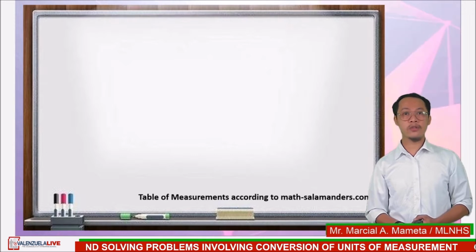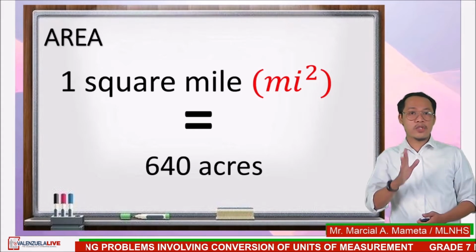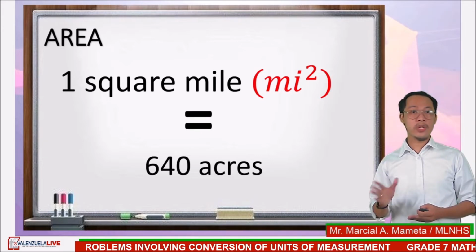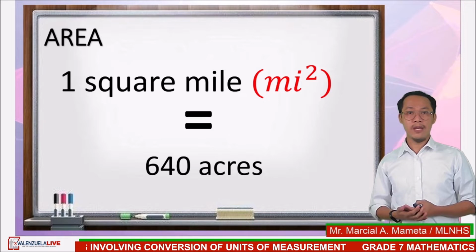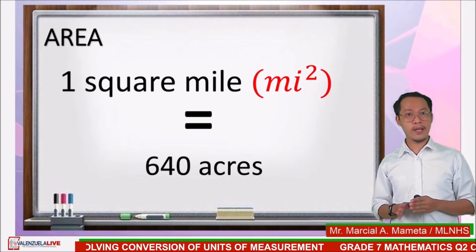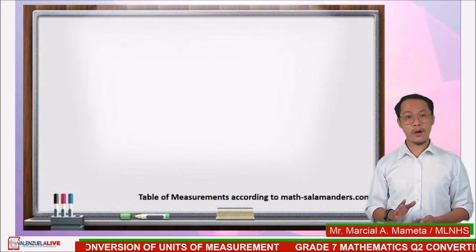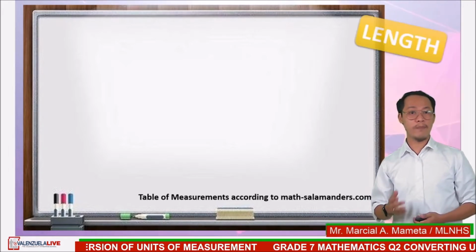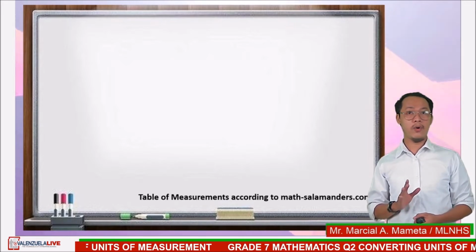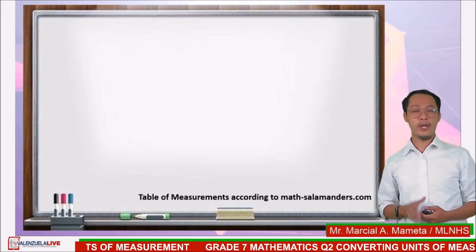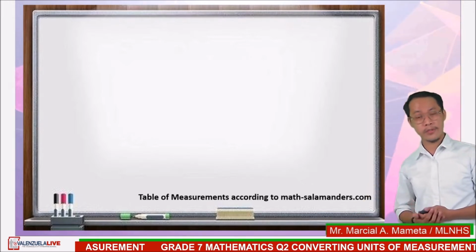After knowing the standardized table of measurement, this time, let us try converting from one unit to another in the English system or metric system. This time, we must include a little computation. Here is another example of a table of measurements that might help you in converting one unit to another. My reference for this table is from mathsalamanders.com.